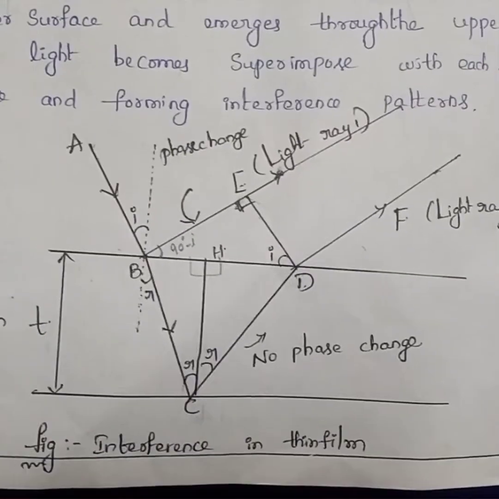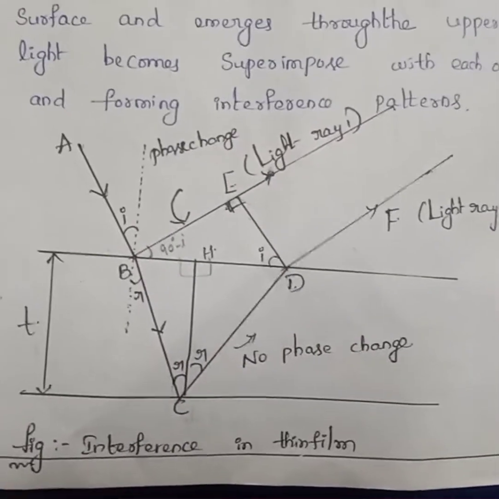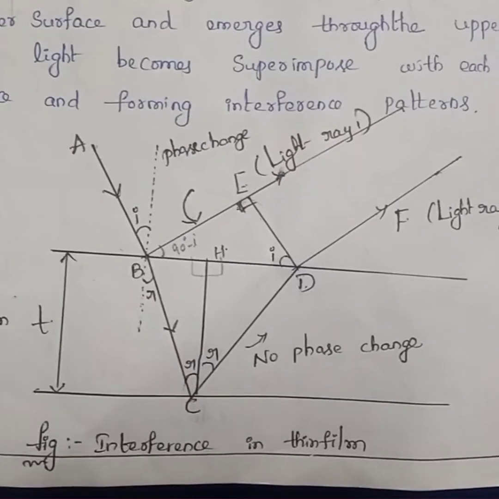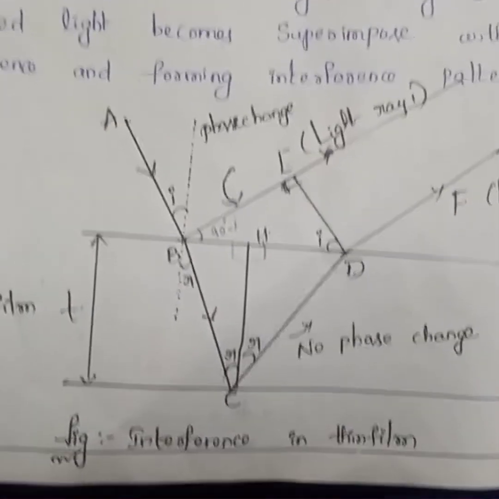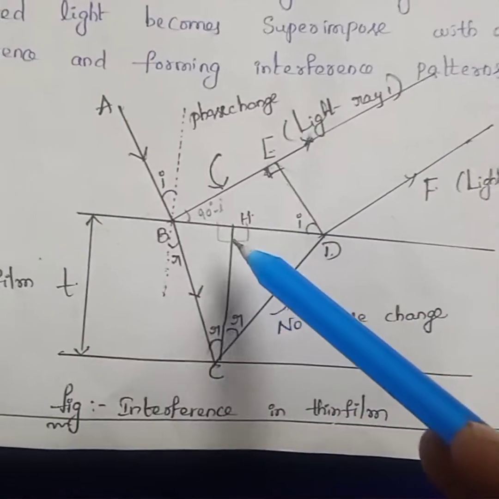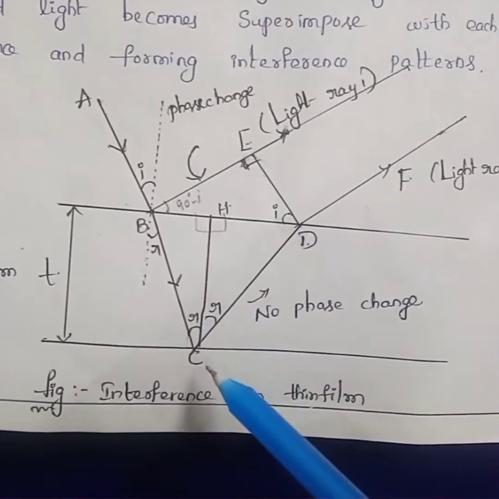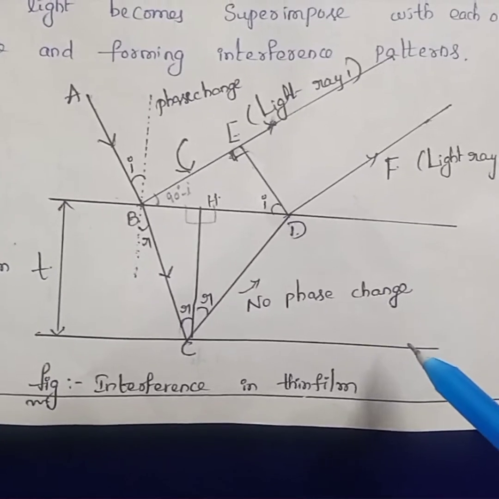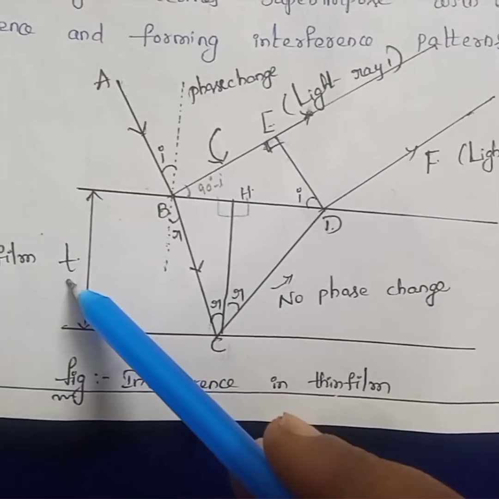Welcome to my channel. Today I am going to explain the interference in thin film by reflection. So let us consider a plane parallel thin film. This line is the upper surface of the thin film and this line is the lower surface of the thin film. Here small t is the thickness of the thin film.